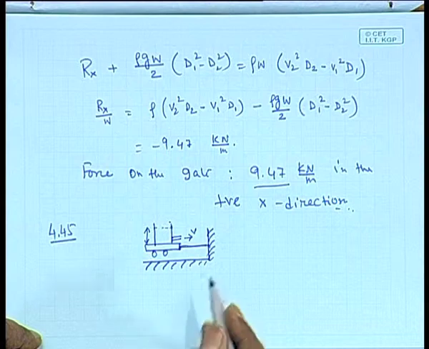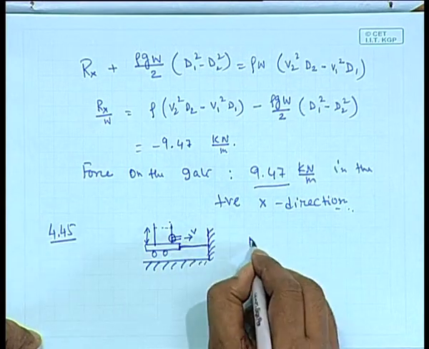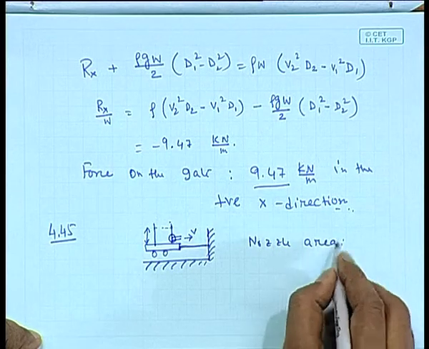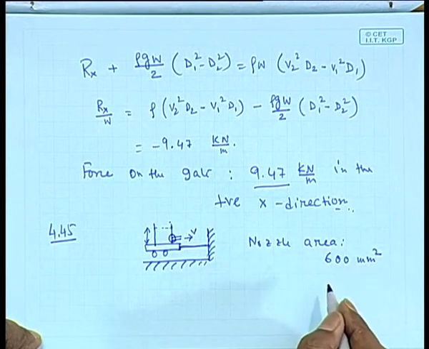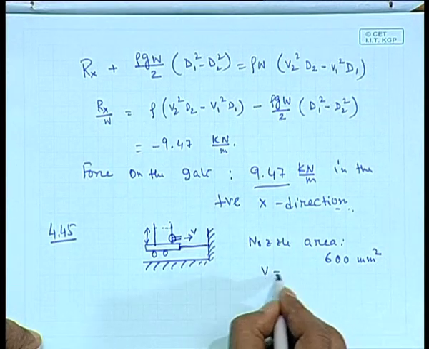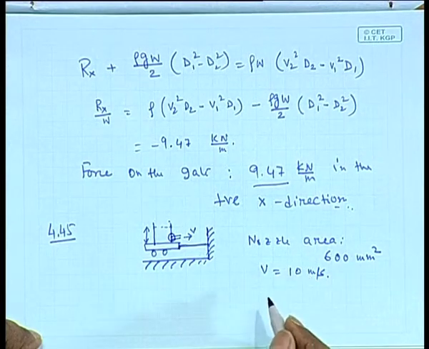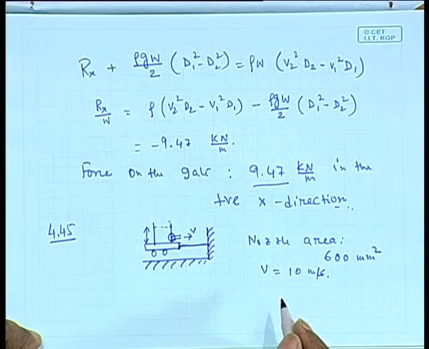So this nozzle area is given as 600 millimeter square, and this velocity is 10 meter per second. Water level is maintained constant by adding water through a vertical pipe. You have to find the tension in the wire so that the cart is stationary.